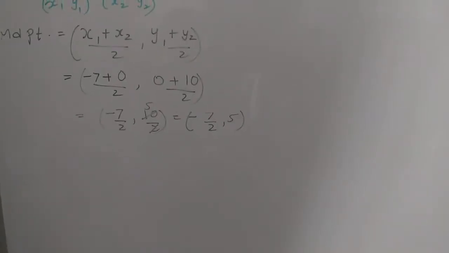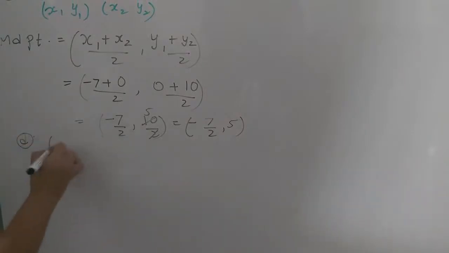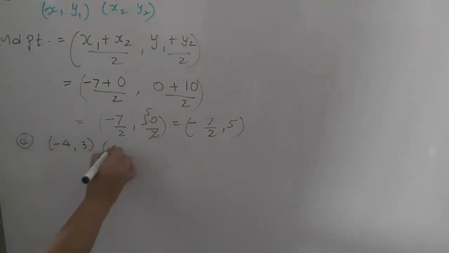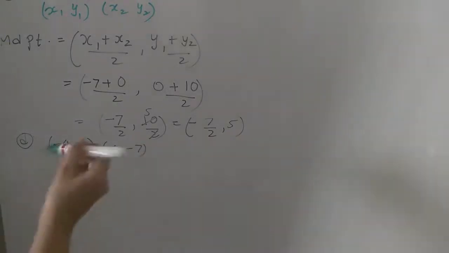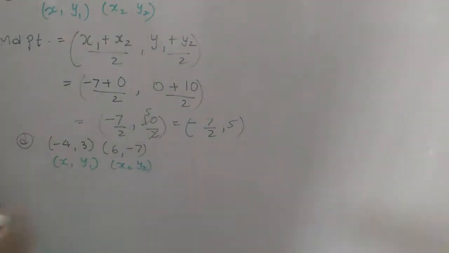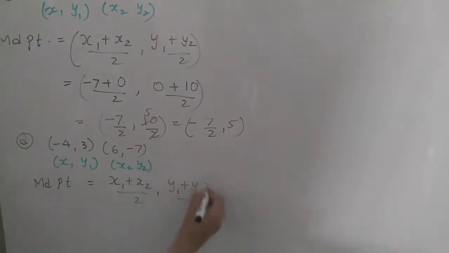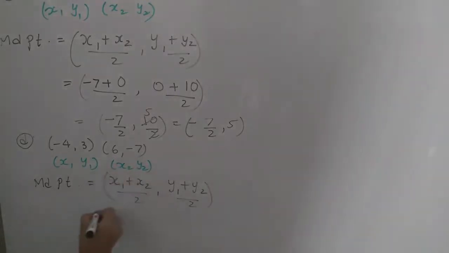Now I'll take part D, same type of question. The coordinates given in the question are minus 4, 3 and 6, minus 7. Now I write the coordinates as x1, y1, x2, y2. So the midpoint is equal to (x1 plus x2) by 2, (y1 plus y2) by 2. This is our formula. So whenever the midpoint is asked, you have to substitute in this formula.